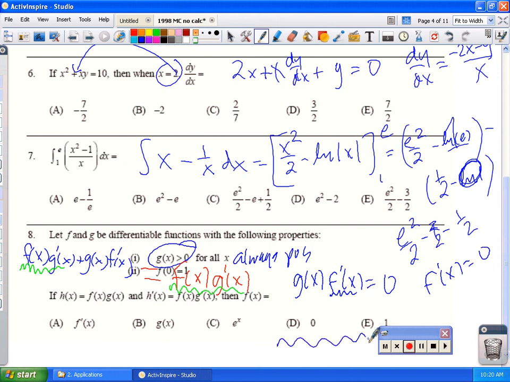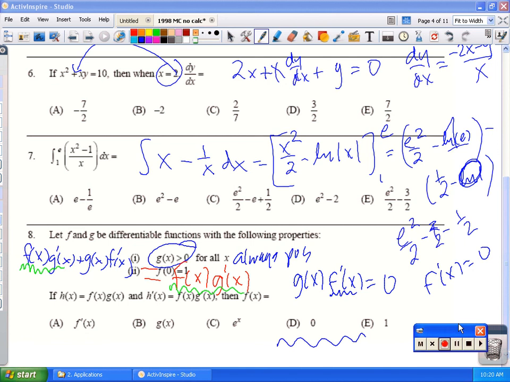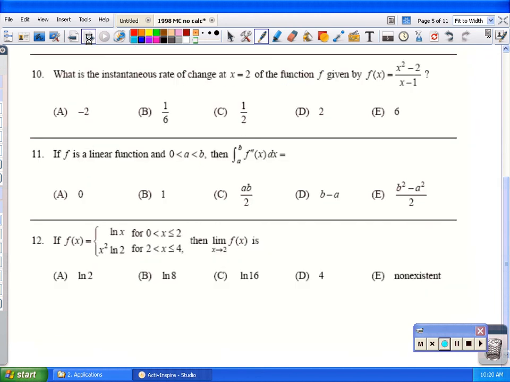There are two answer choices. Why is the answer E and not D? Go back to the given. F of 0 is what output? F of 0 is 1, so the answer is E. Remember, you can watch this video as many times as you want and as slow or as quickly as you want.